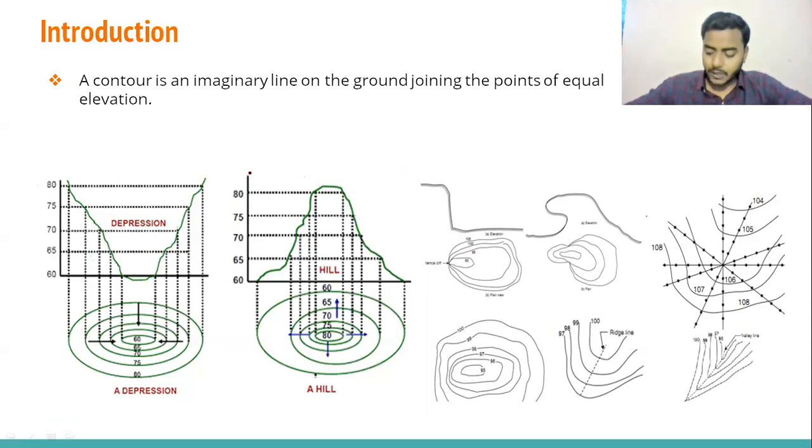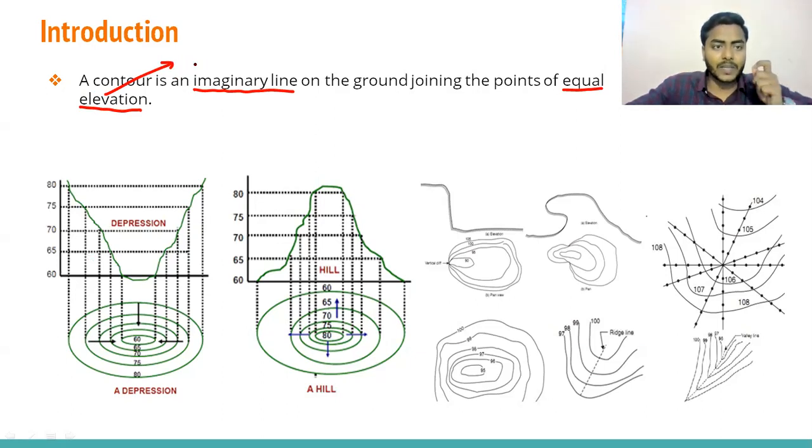So what is contour? Now come to the definition. Contour is an imaginary line on the ground joining the points of equal elevation. What is elevation? Elevation is a vertical distance from a reference datum. It is the vertical distance from the reference datum.